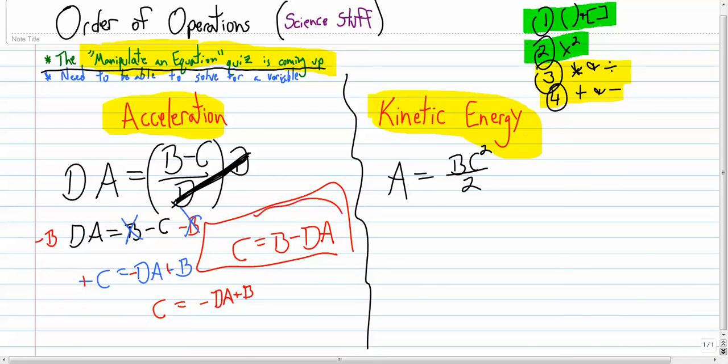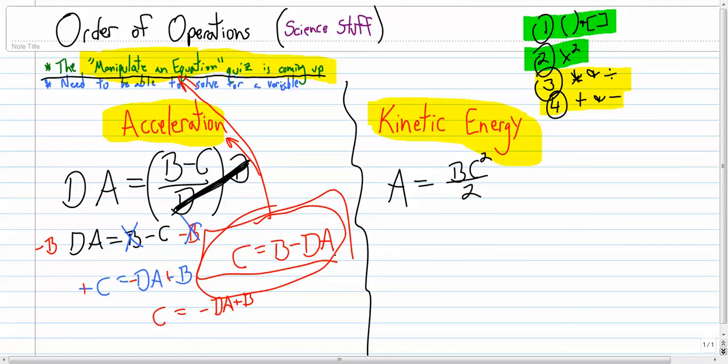So anyway, if you could do this, then you would be okay on the Manipulate an Equation and the acceleration quiz. So let's move onward to the next equation for kinetic energy. What if I wanted to get C by itself in this one? Well, that would take a little bit of work too. I've got some stuff I've got to do.